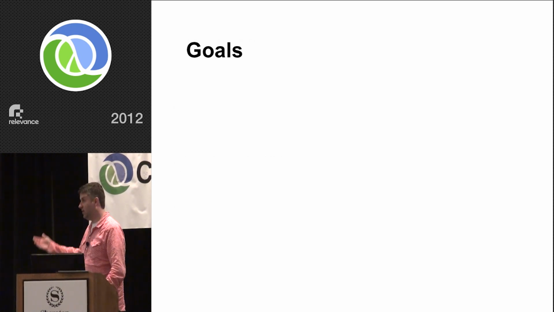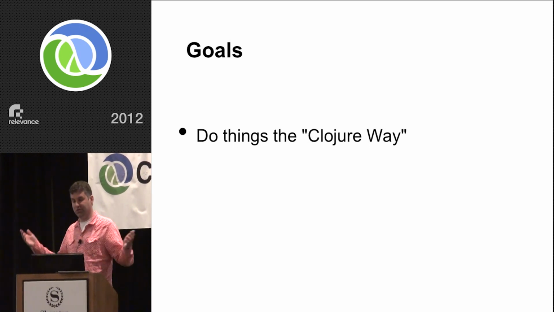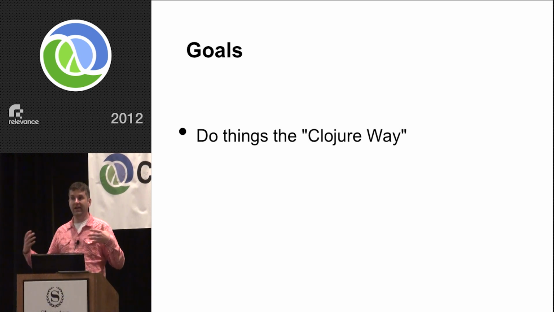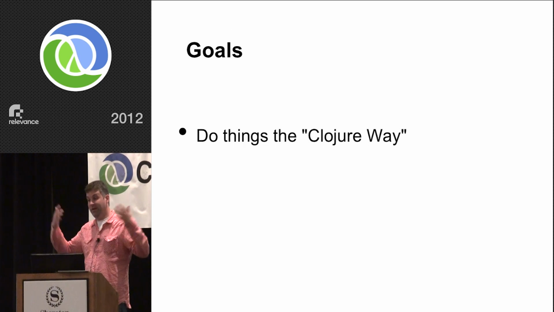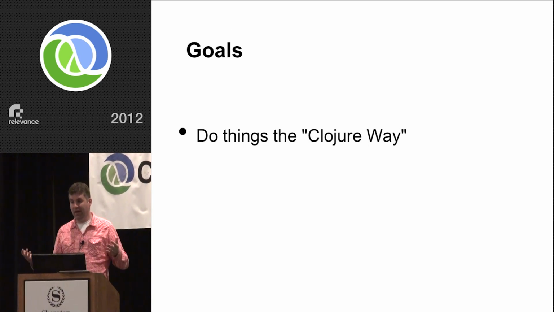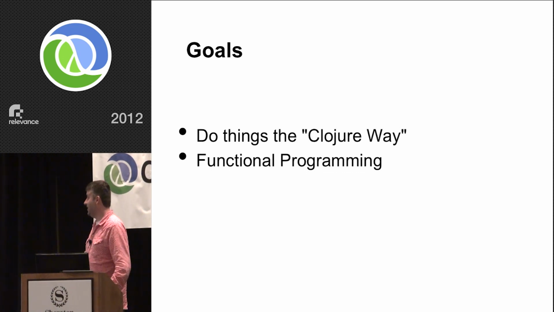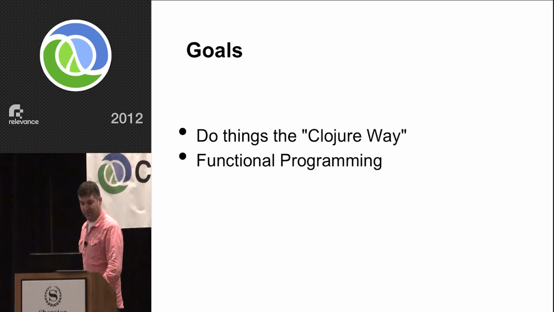Now, so what are the goals of my framework? Okay, the first thing is we want to do things the Clojure way. So I tried to come up with something that I feel embodies the Clojure way. Now, of course, everybody has a different opinion on what the Clojure way is, and there is no one person who gets to decide what the Clojure way is. Well, maybe there's one person, but anyway. The next thing is I really like functional programming, and so I wanted to do something that let me write most of my code as functional.